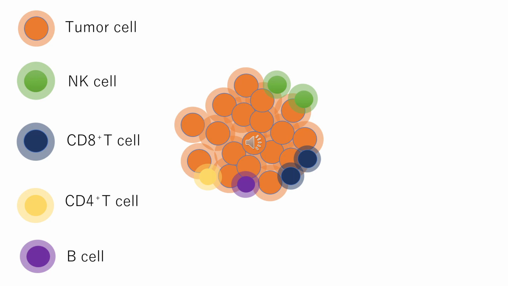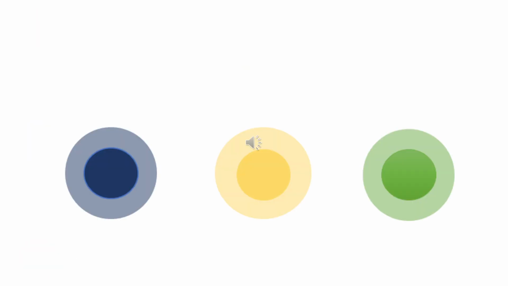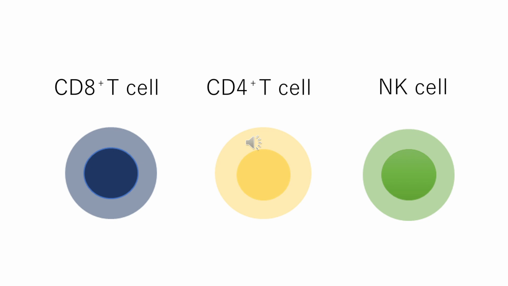These lymphocytes are called tumor infiltrating lymphocytes, or TILs. TILs are the same as lymphocytes, so they consist of B cells, T cells, and natural killer cells. Among these, CD8 positive T cells and CD4 positive T cells account for the majority. Natural killer cells are rare and B cells are even rarer. Next, I will explain how these two cells and natural killer cells act on cancer cells.